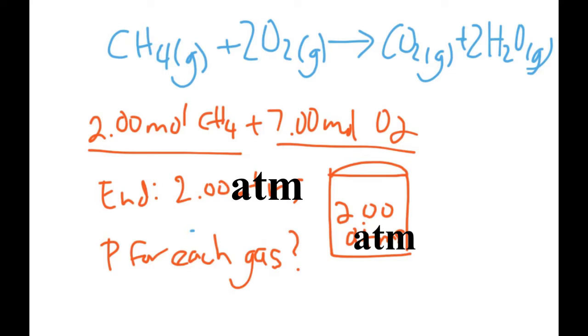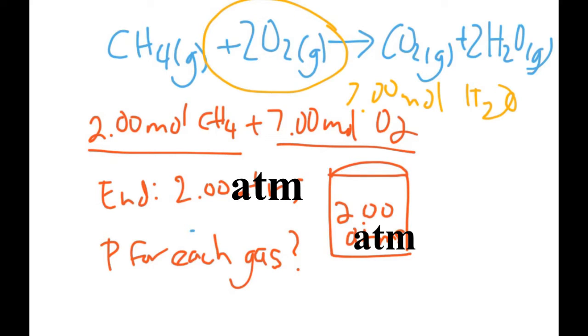7.00 moles of O2 can produce 7.00 moles of H2O because they are in a 2:2 ratio, or 1:1 ratio. So if you have a number of moles of O2, then you will get the same number of moles of H2O because they are in a 2:2 ratio, which is a 1:1 ratio.